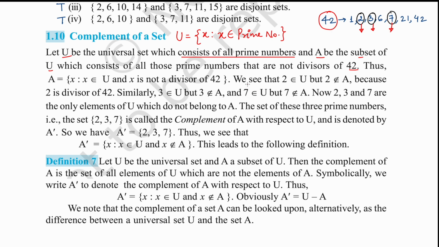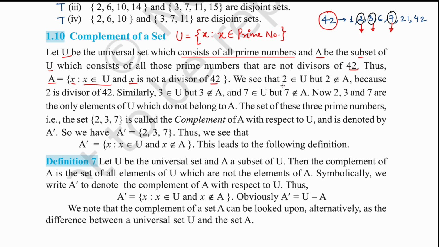So here you can see clearly, if you want to write the set A in set builder form, it is the collection of all x's such that x is an element in U because it is a subset of U, and x is not a divisor of 42. So in set builder form, it was very easy for us to express A.